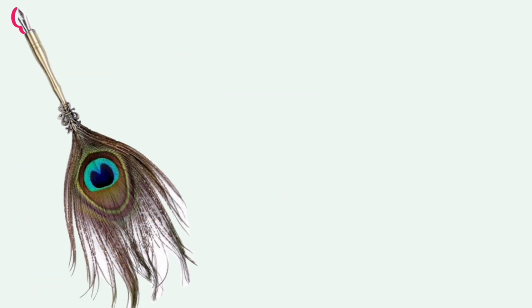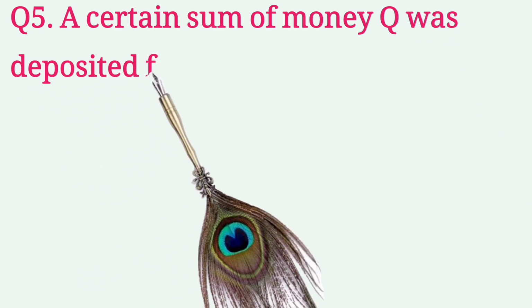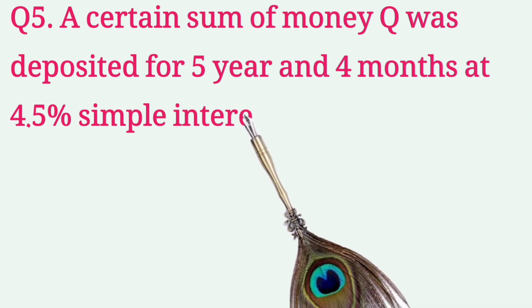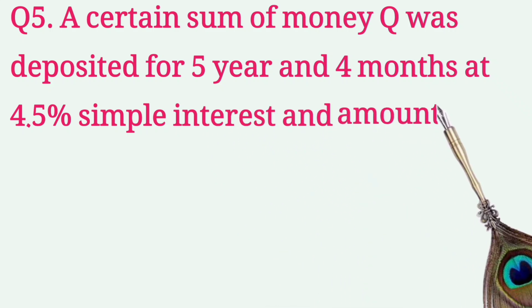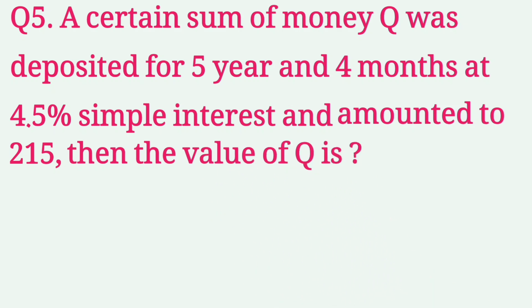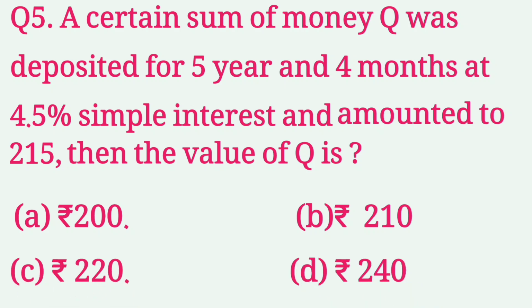Let's move to question number 5. A certain sum of money Q, which was deposited for 5 years and 4 months at the rate of 4.5% simple interest, amounted to rupees 215. Then the value of Q is: option A rupees 200, option B rupees 210, option C rupees 220, and option D rupees 240.